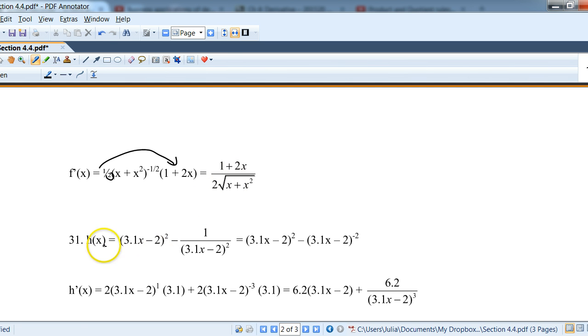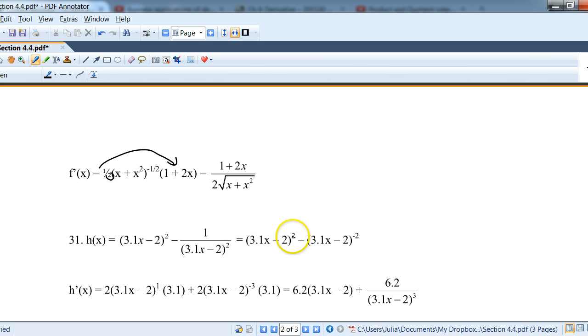Here is one where we have sort of a composite function, but it's also composed of 2 different parts. We have (3.1x minus 2) squared minus 1 over (3.1x minus 2) squared. We can proceed similarly as in previous examples. We can have (3.1x minus 2) squared, that's fine to leave it like that. But then for the second piece, we'll bring it out of the denominator and make it negative. Again, it's important sometimes to simplify the original function before jumping to the derivative. So we did that. Now for the derivative, we focus on one of them at a time.